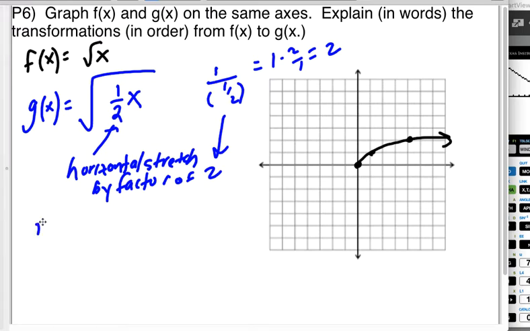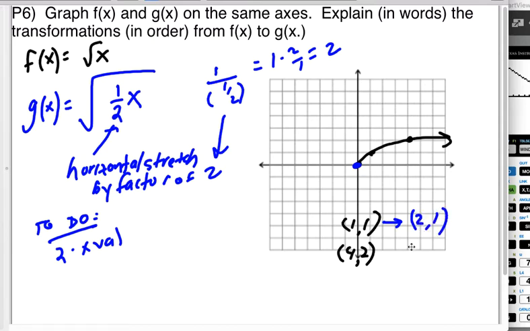So what that's going to mean is that I do 2 times the x values, and I leave the y values alone. So if it's easier for you to list the points, 0, 0 is going to stay the same because you're multiplying by a number. But I had the point 1, 1, and I had the point 4, 2, right? So what those points are going to turn into, since I'm multiplying the x by 2, are 2, 1, and 8, 2. I'm changing the x value.